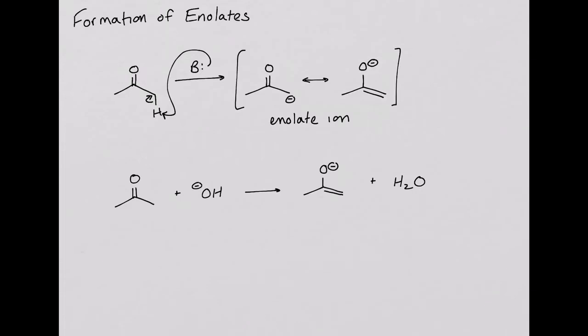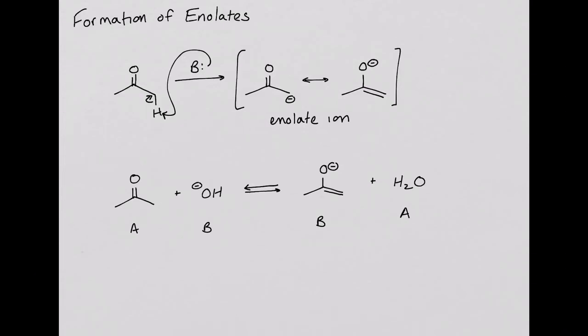Remember that acid-base reactions are equilibria, and that the equilibrium will favor the formation of the weaker acid-base pair. The ketone or the aldehyde is the acid, and hydroxide or alkoxide is the base, making the enolate the conjugate base and water the conjugate acid.